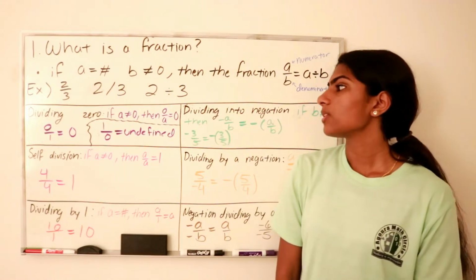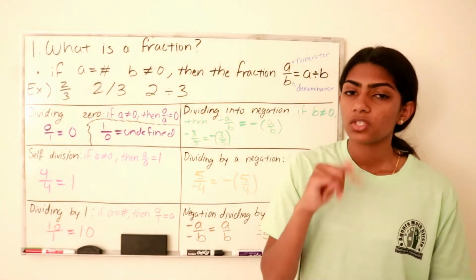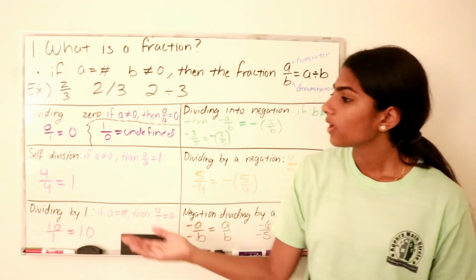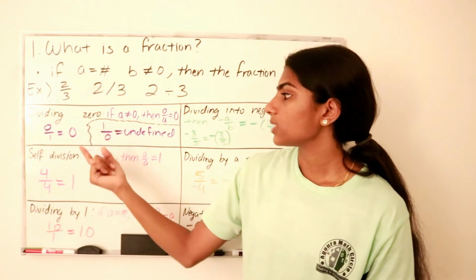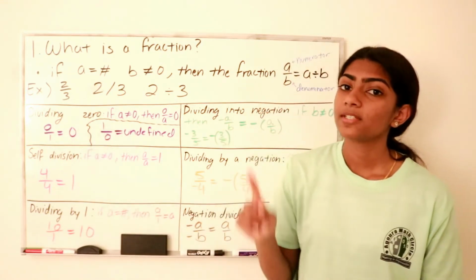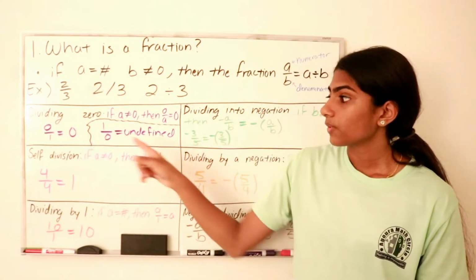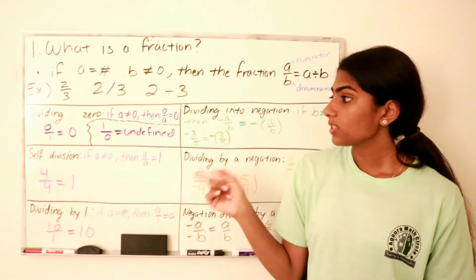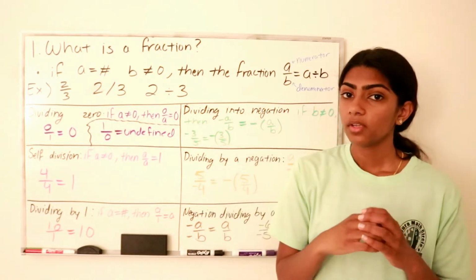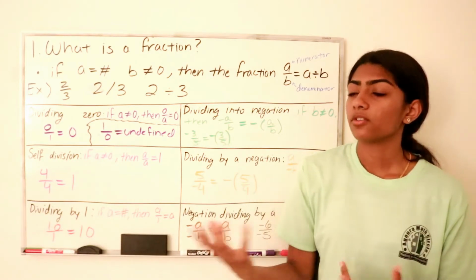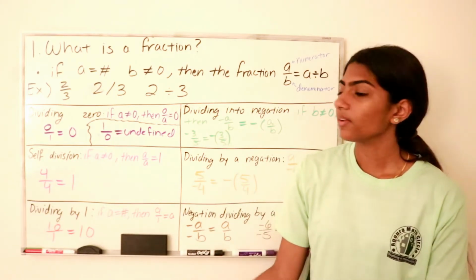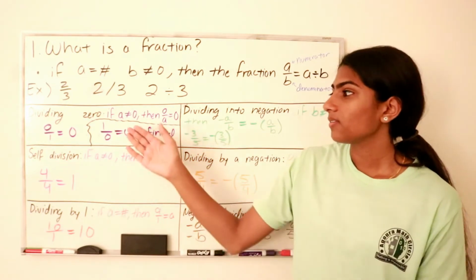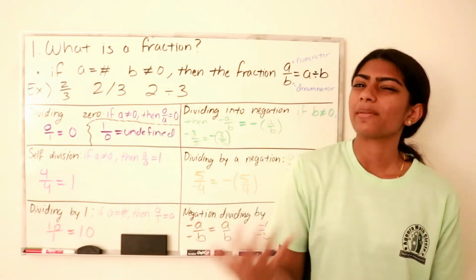Dividing by 0. So if a equals a non-zero number, then 0 divided by a equals 0. Let's look at an example. 0 divided by 1 equals 0. But don't confuse this with dividing by 0. So for example, 1 divided by 0 equals undefined. The reason why is that you can divide 0 into many parts. Like you can divide 0 into one part, it would just be 0 in each value. 0 divided into 2 parts would just be 0 and a 0. But you can't divide a number into 0 parts. It doesn't really make sense.